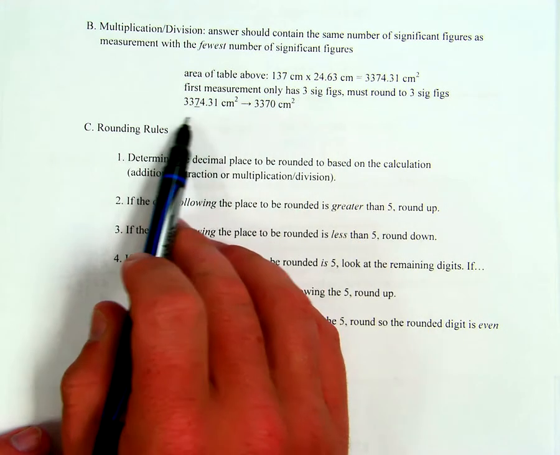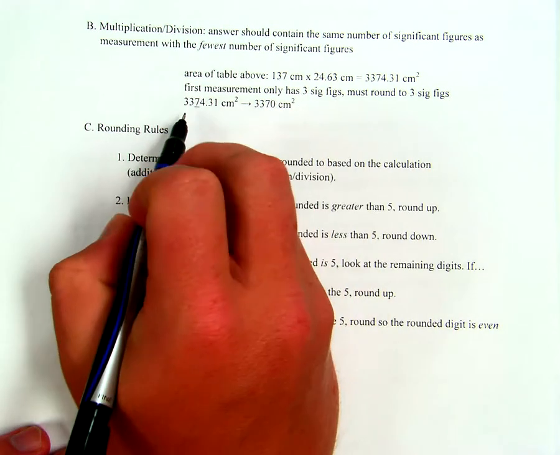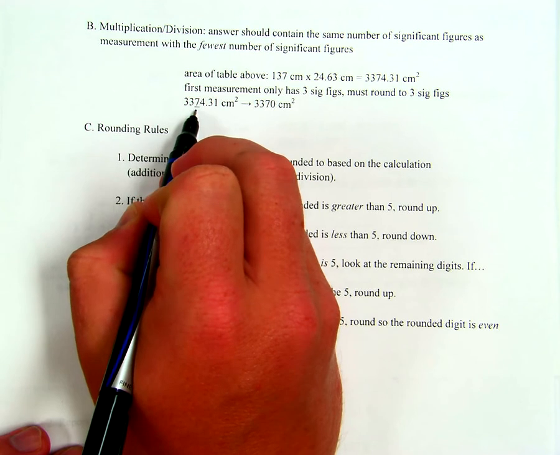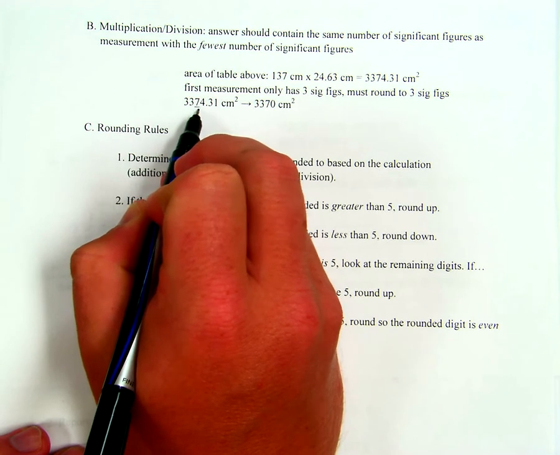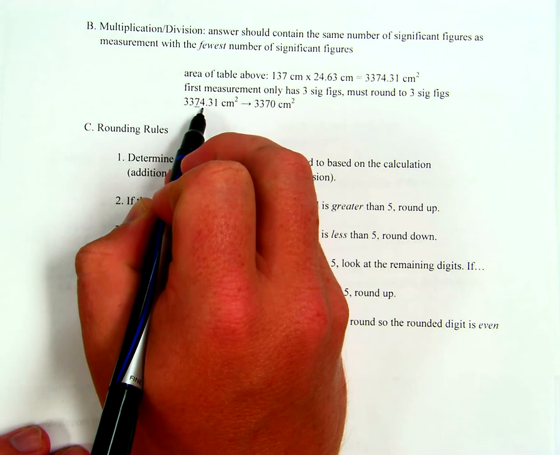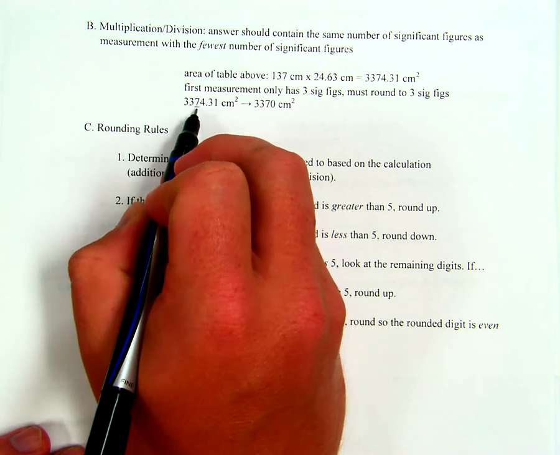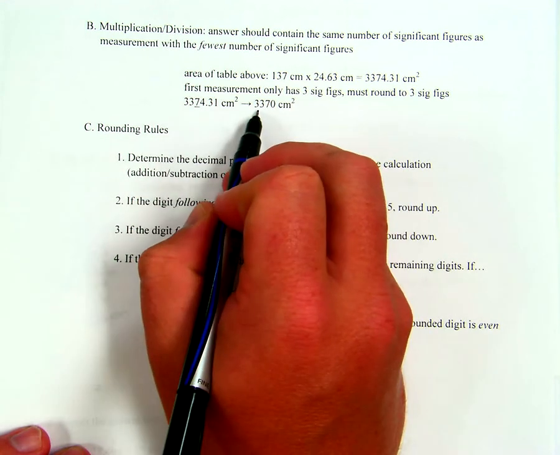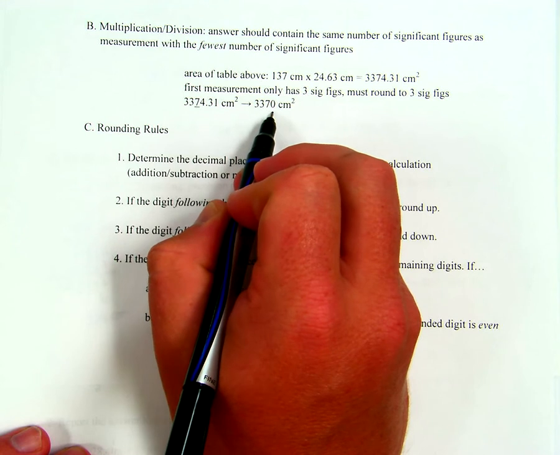So just looking at my answer from the calculator, I just start counting from the left. 1, 2, 3. That's 7 there. That's where the third sig fig would be. Okay, so I look to the next digit. That's less than 5. So I round down. So I leave that as a 7. So my answer then is 3,370 square centimeters.